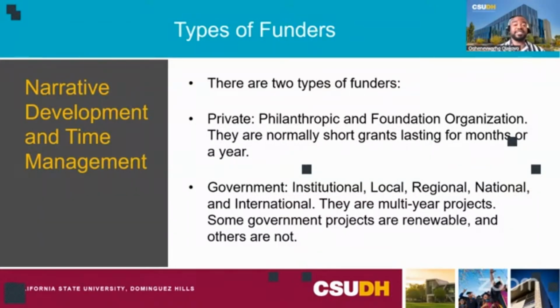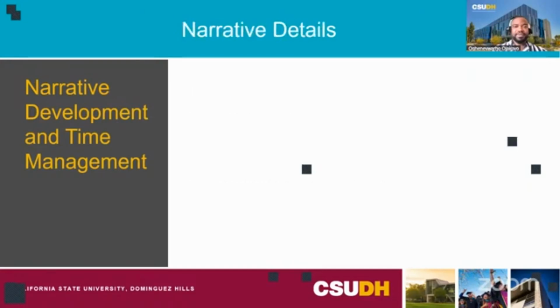So it entails more compared to the private one, because the private one has specific goals, while the government one is very, very expansive. So when we talk about the narrative details now, one thing we have to look at is the topic. So what topic are you writing on?